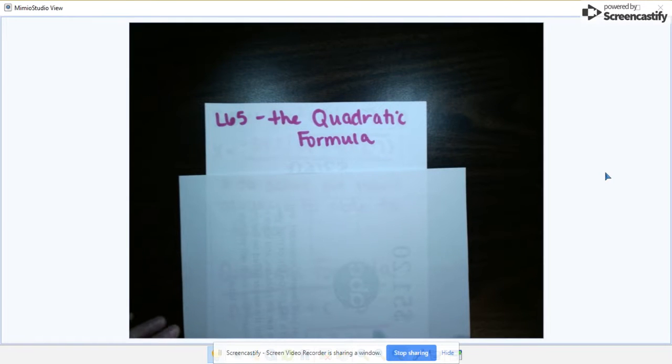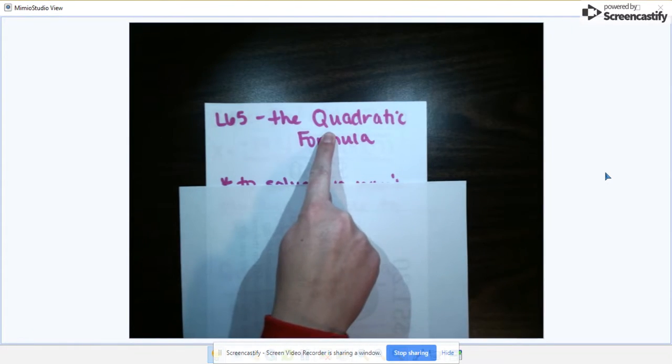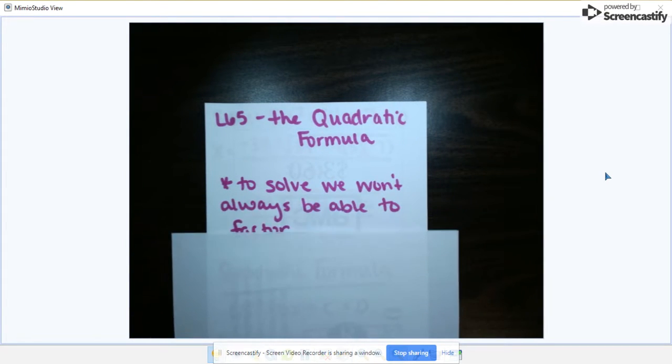Hey guys, we're going to talk about the quadratic formula today. So previous lesson, we factored everything to solve and get our roots or our solutions. However, we're not always going to be able to factor our equations. So we're going to introduce something called the quadratic formula. It is really important that it is quadratic. That means the highest term you could have is an x squared. To solve, we won't always be able to factor.